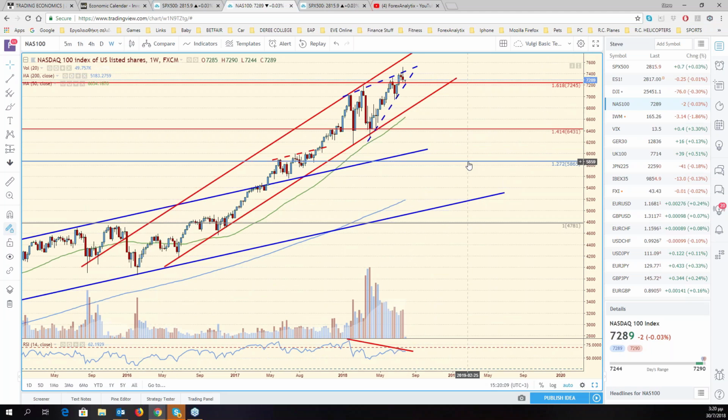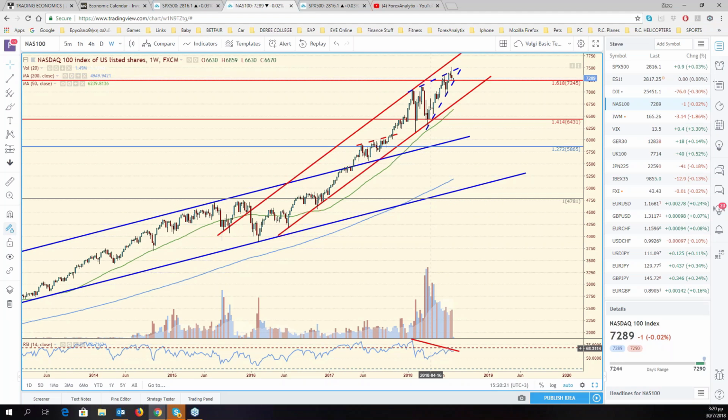Obviously, it's too early to call this a breakdown of this bull market. I mean, we haven't even actually broken below this ascending wedge, but definitely there are some serious signals of momentum loss.